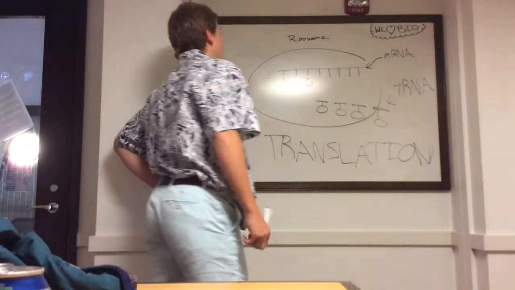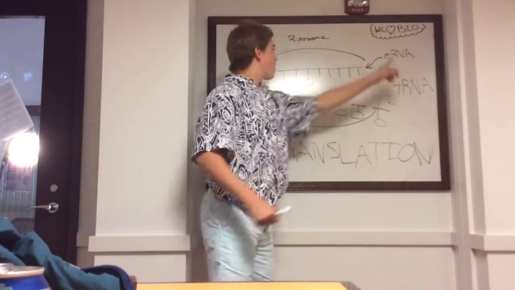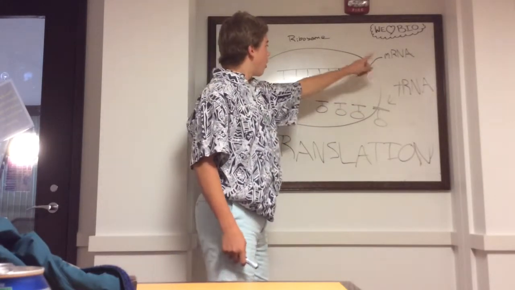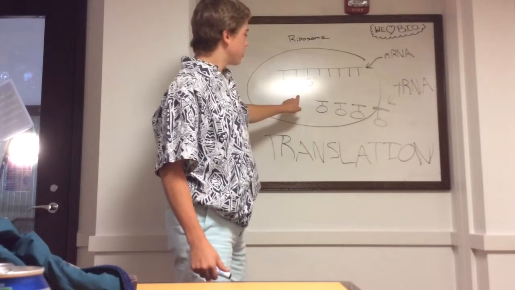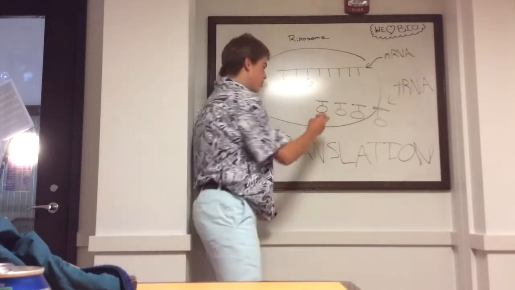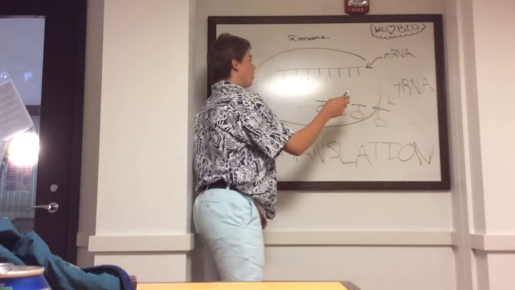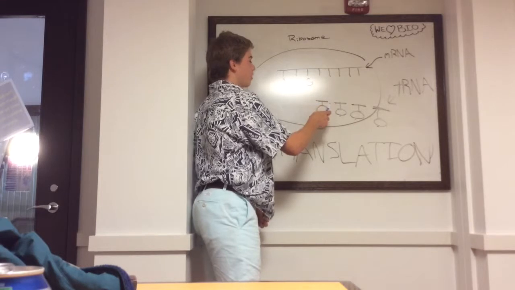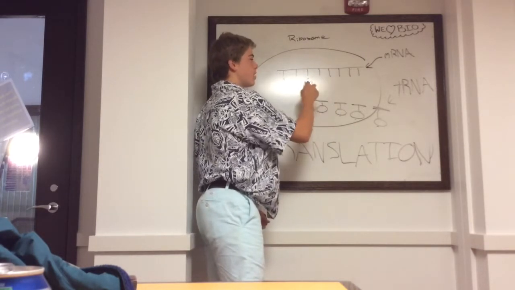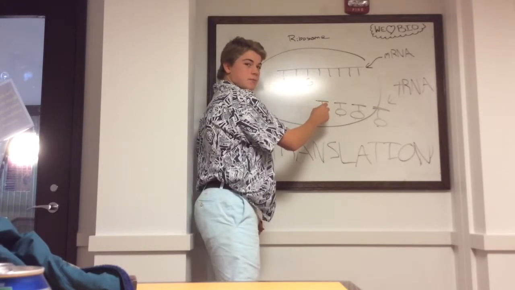Translation. So translation occurs in the ribosome. Translation is when an mRNA strand with a codon on it comes into the ribosome from the nucleus, and a tRNA strand comes in with amino acids attached to it. The job of the ribosome is to decode the mRNA to make a sequence of amino acid chains.